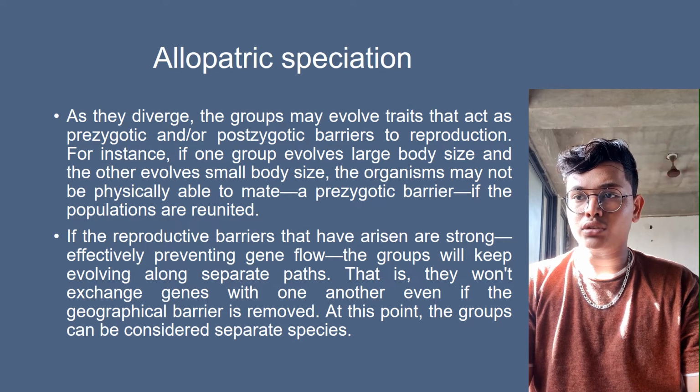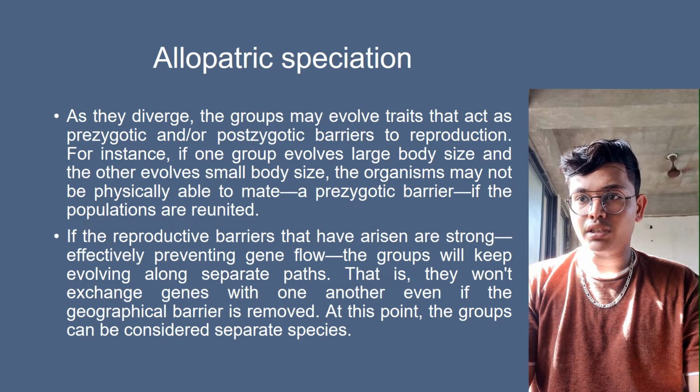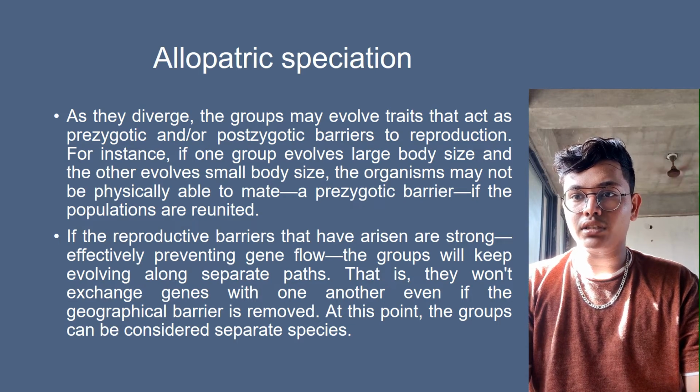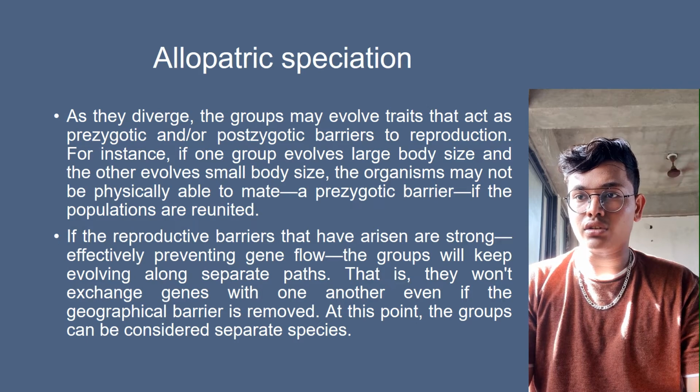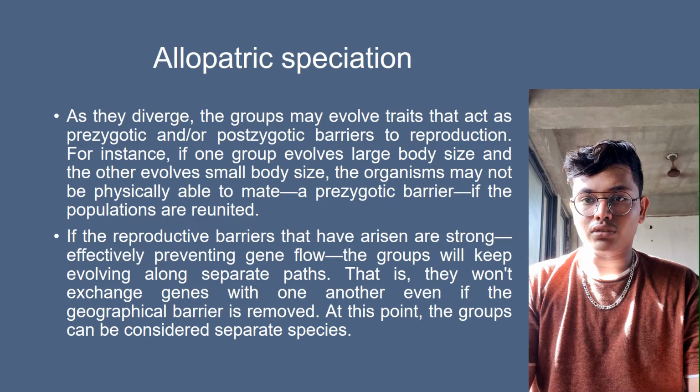For instance, if one group evolves large body size and the other evolves small body size, the organisms may not be physically able to mate, a prezygotic barrier, if the populations are reunited. If the reproductive barriers that have arisen are strong, effectively preventing gene flow, the groups will keep evolving along separate paths, that is, they won't exchange genes with one another even if the geographical barrier is removed. At this point, the groups can be considered separate species.